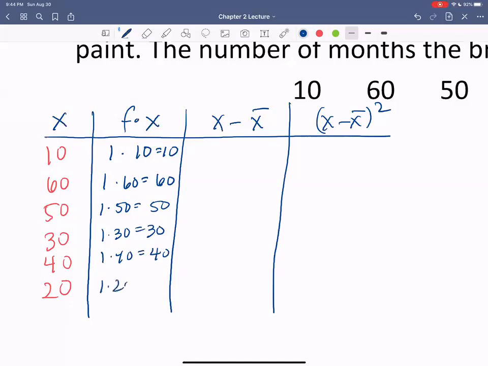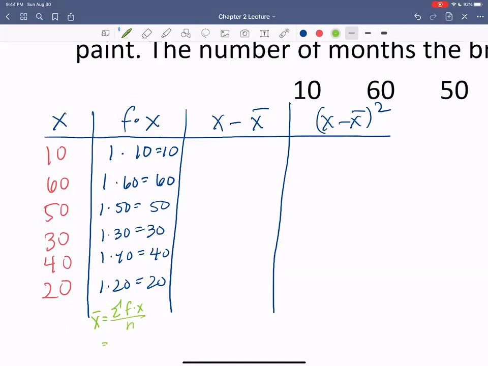And we have 120, which is 20. Next, we're going to find the average. So we're going to add all of these values up and then divide by the total number we have. So we're going to use X bar. Our X bar equals the sum of the frequency times X divided by N.